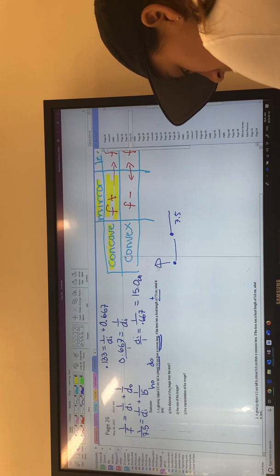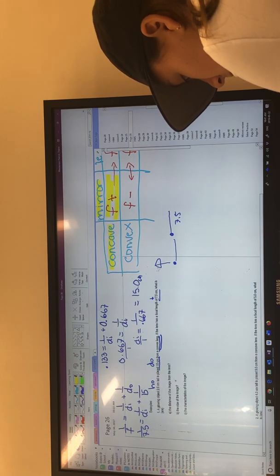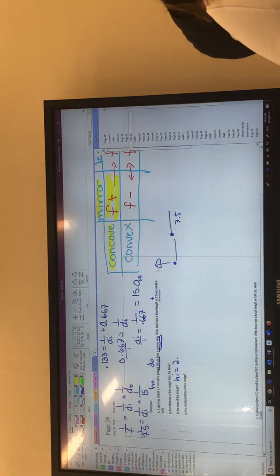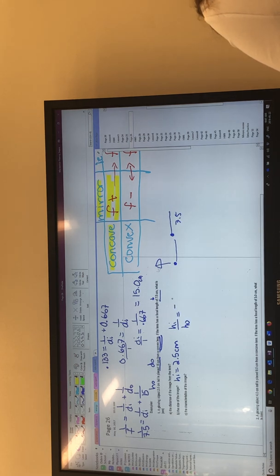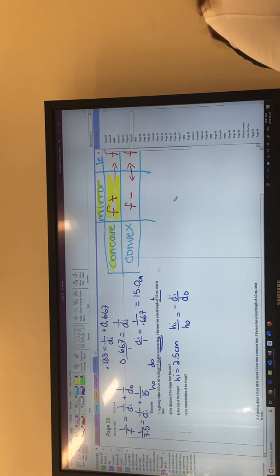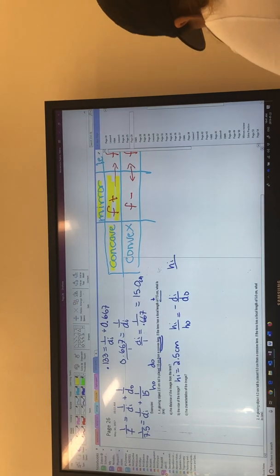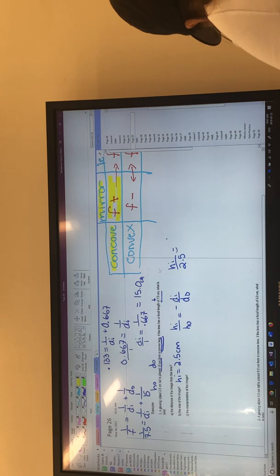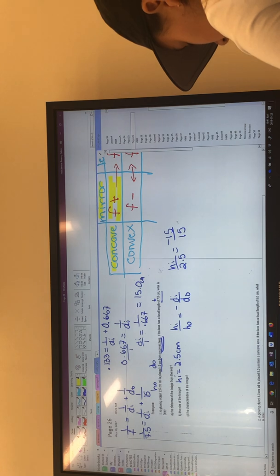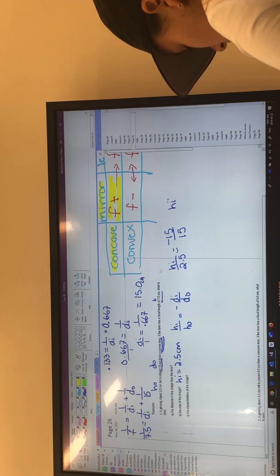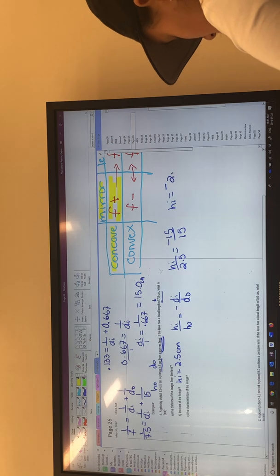What's the size of the image? I can do the calculation, but I know that the height of the image has got to be 2.5 because I know it's the same size, but I can go hi over ho equals negative di over do. And I put in hi over 2.5 equals negative 15 over 15. So I get hi equals negative 2.5.